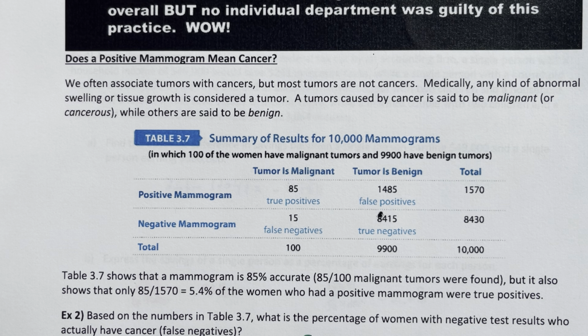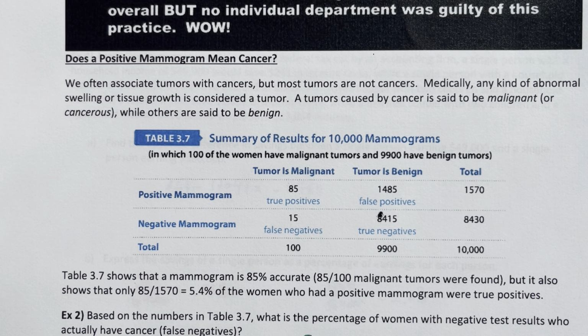So it really breaks down into 4 categories. There's a true positive, which means you tested positive and have the disease. There's a false positive, which means you tested positive but you don't have the disease. A false negative means you tested negative, but you actually carry the disease. And a true negative means you tested negative and you don't have the disease.